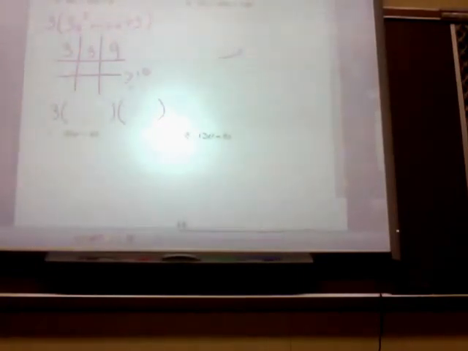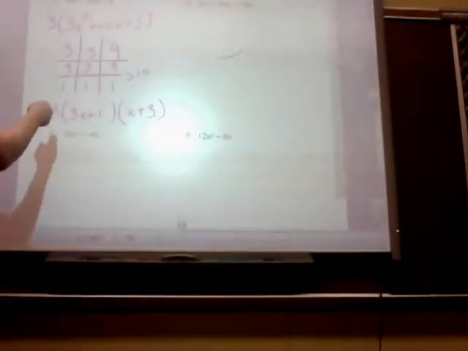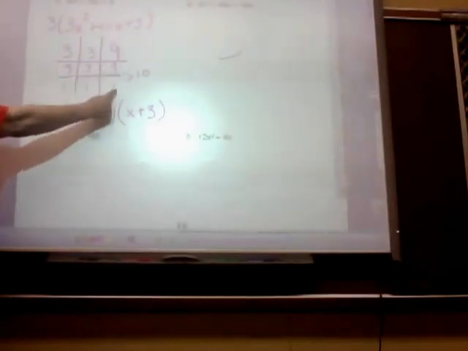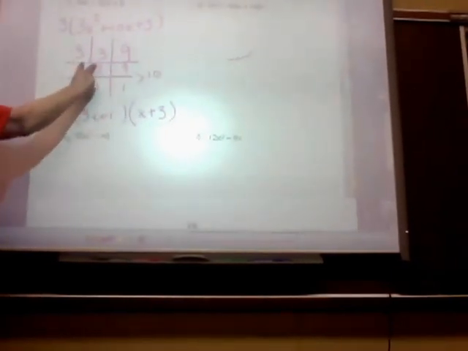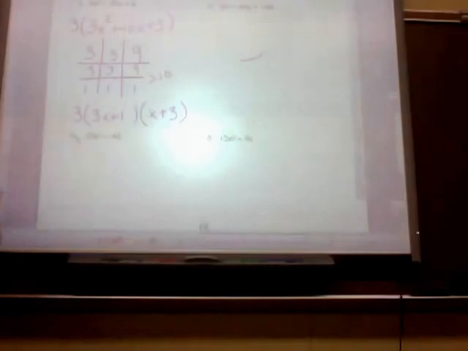I like this one because it doesn't have a whole bunch of negatives. Basically, I think most of you got it. Wasn't it 3x plus 1 and x plus 3 and then the 3 out front? Yeah. It doesn't matter if you wrote your 1 here and your 9 here, then they're going to be down here and up here. You're still going to get the right factors.